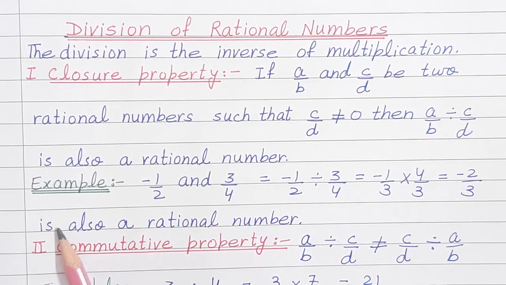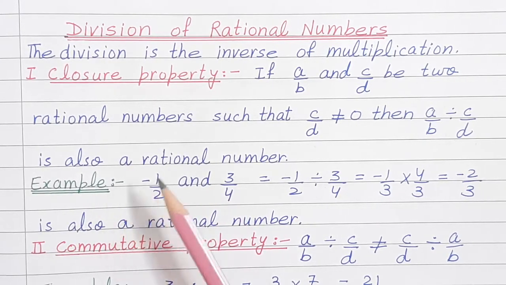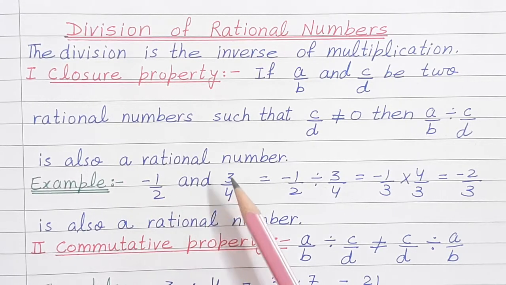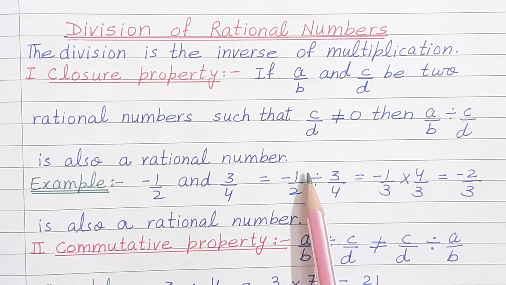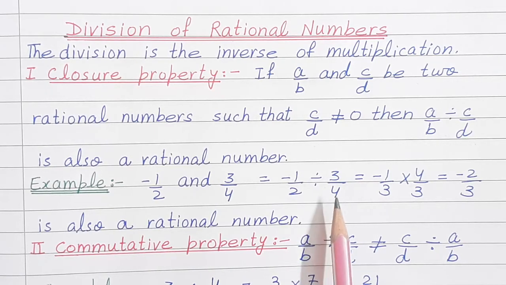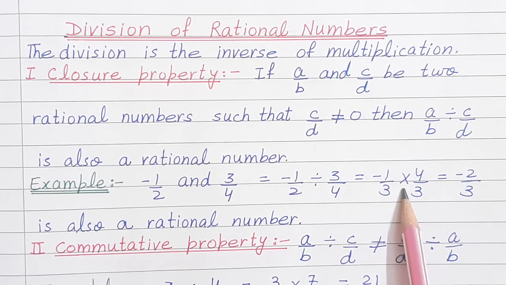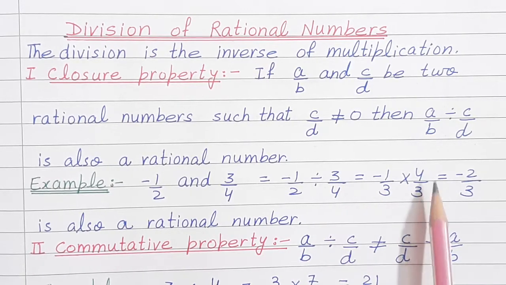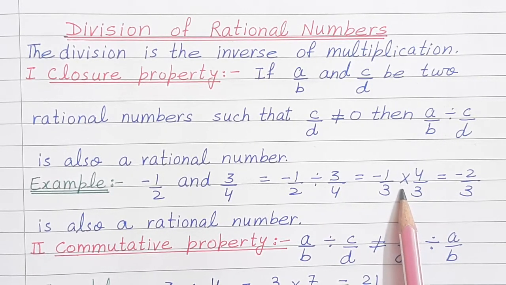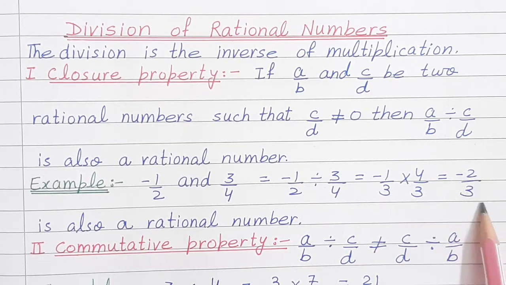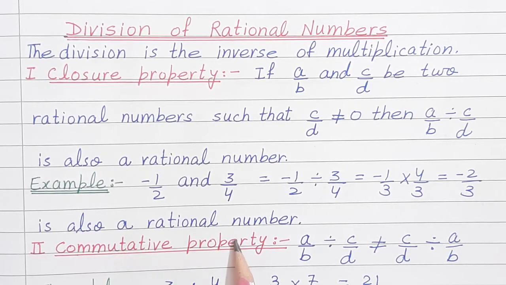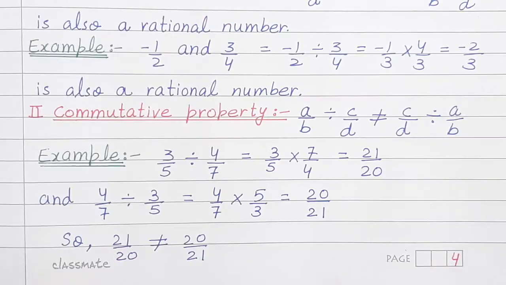For example, minus 1 upon 2 and 3 upon 4 is equal to minus 1 upon 2 divided by 3 upon 4. Now, in order to remove the division sign, we'll take the reciprocal of the second term and we use multiplication sign. So here the answer is minus 2 upon 3, which is also a rational number.